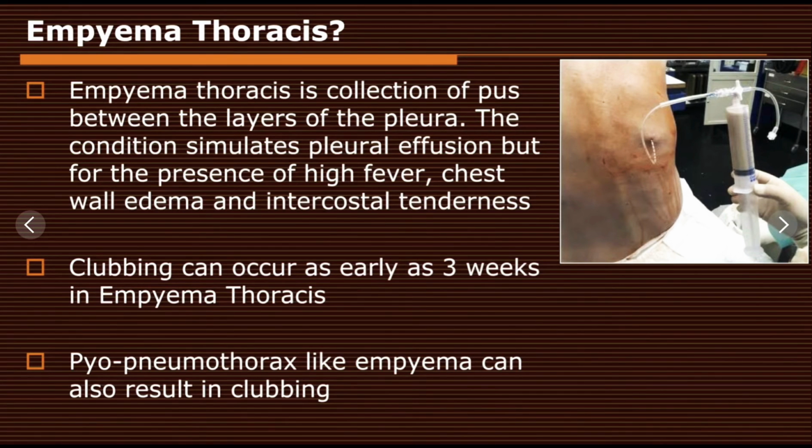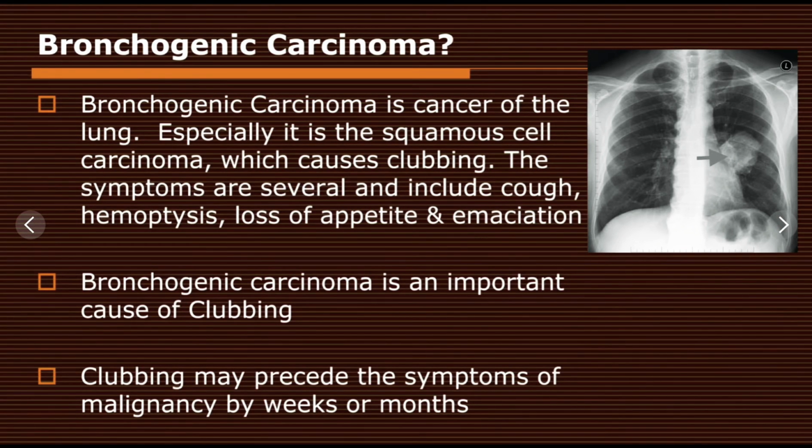Now about empyema thoracis. Empyema thoracis is a collection of pus between the layers of pleura in the pleural space. The condition simulates pleural effusion but for the presence of high fever, chest wall edema and intercostal tenderness. Clubbing can present as early as 3 weeks in empyema thoracis. Pneumothorax, like empyema, can also result in clubbing. Then they are talking about bronchogenic carcinoma.